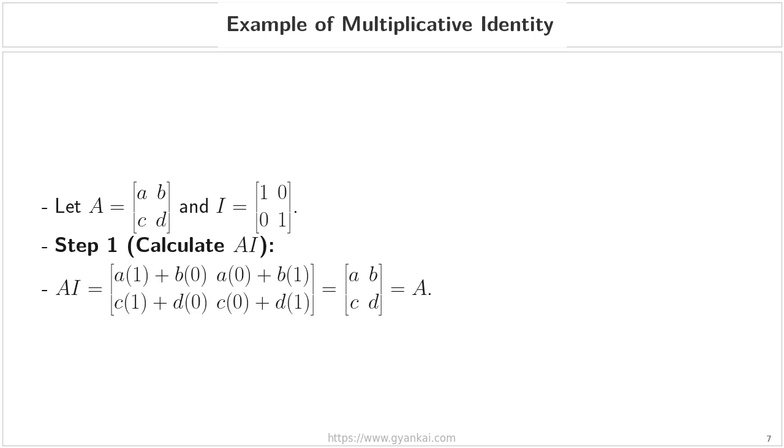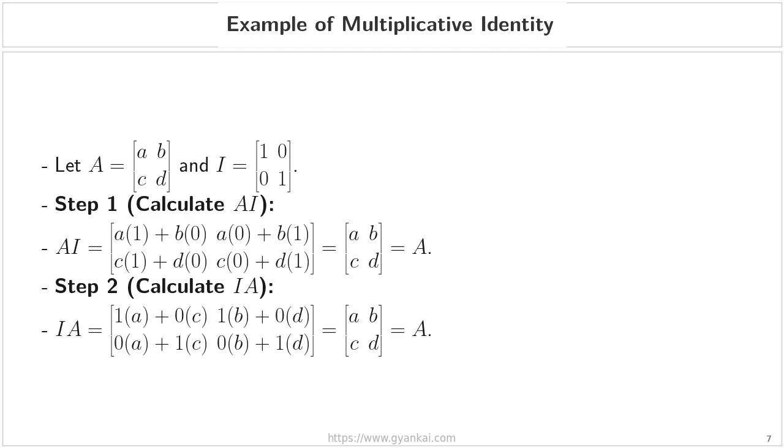For the first row, we calculate A times 1 plus B times 0, and A times 0 plus B times 1. For the second row, we calculate C times 1 plus D times 0, and C times 0 plus D times 1. As you can see, once we simplify these expressions, the result is a matrix with the elements A, B, C, and D. This confirms that A times I equals A.